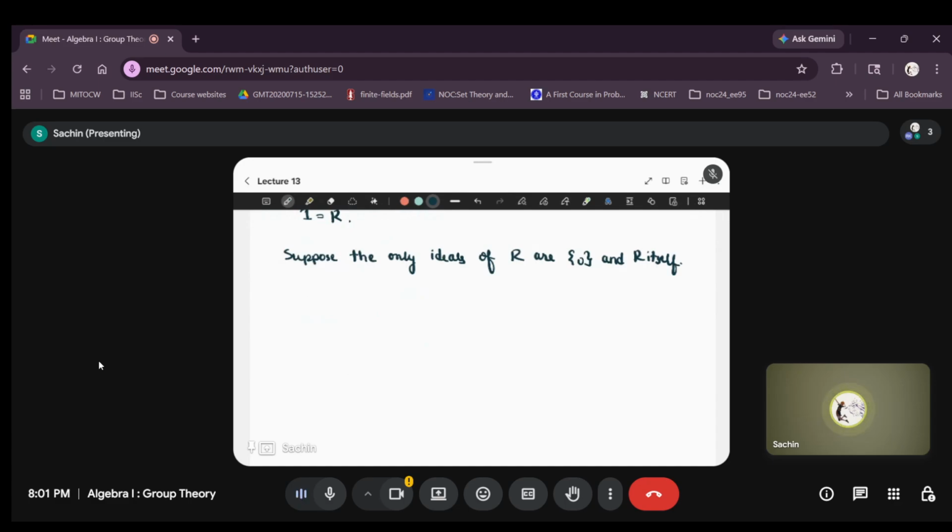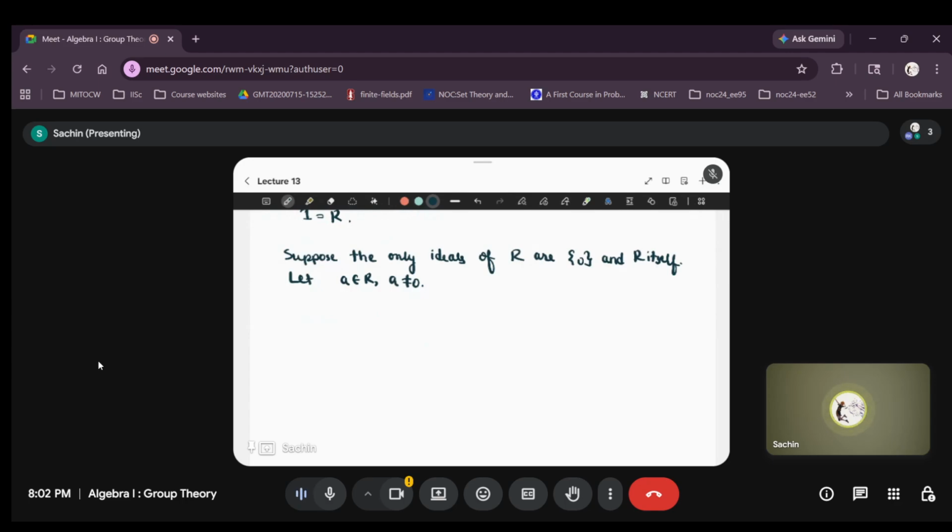I had told in previous classes that we don't consider trivial rings. We don't consider the zero ring. We always assume that there is at least one non-zero element. So let A be a non-zero element in the ring. Pick any non-zero element.